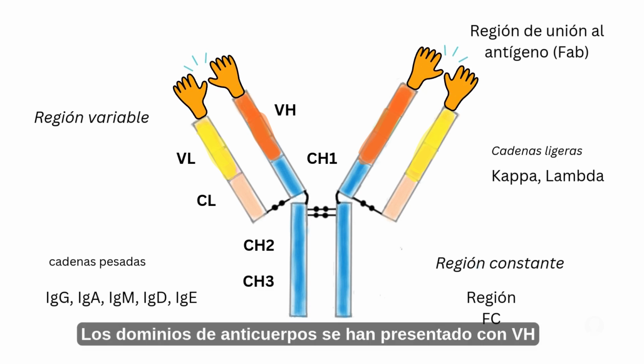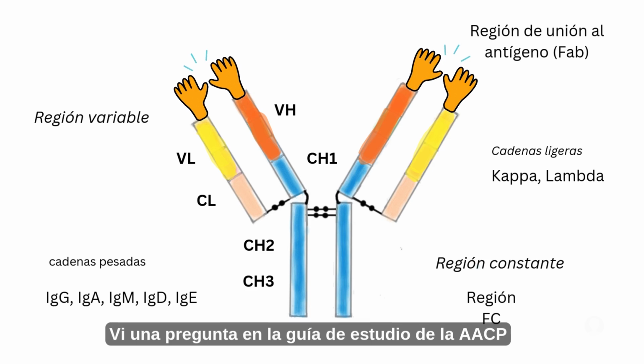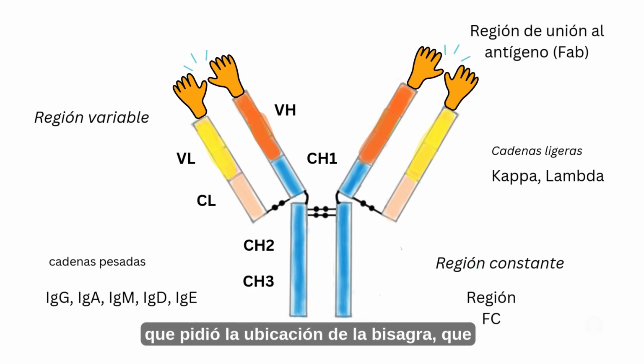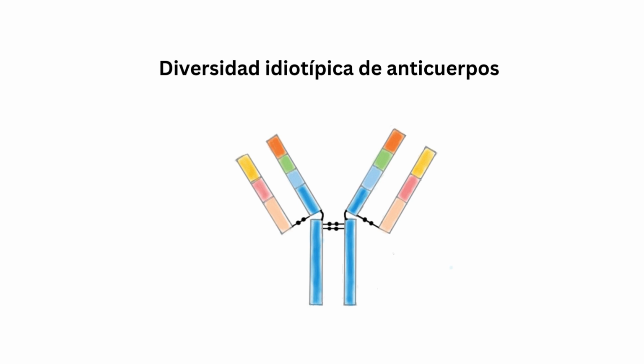Antibody domains are presented with VH and VL for variable heavy and variable light domains. Also, CL for constant light and CH1, 2, and 3 for constant heavy 1, 2, and 3. I saw one question in the ACP study guide that asked for the location of the hinge, which is between CH1 and CH2.